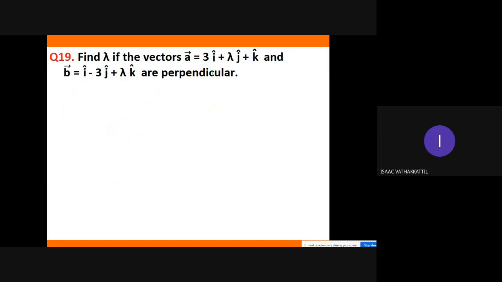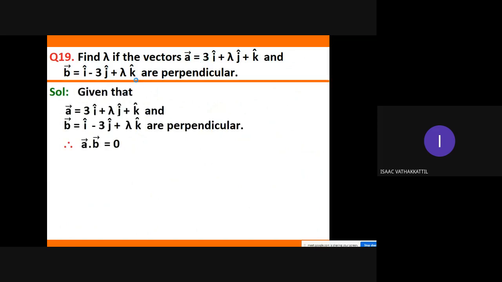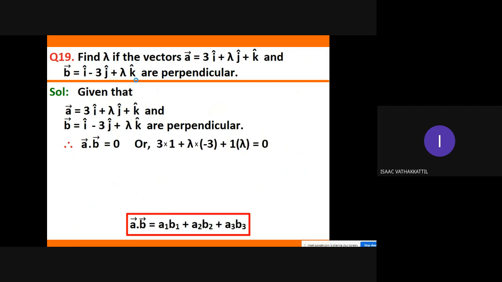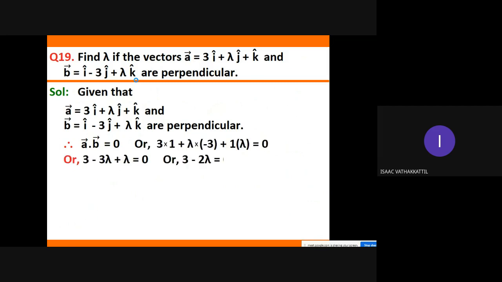Find lambda if vectors A and B are perpendicular. The dot product is 0. 3 into 1 plus lambda into minus 3 plus 1 into lambda equal to 0. A dot B is 0. A dot B equal to 0 means you get lambda equal to 3 by 2.